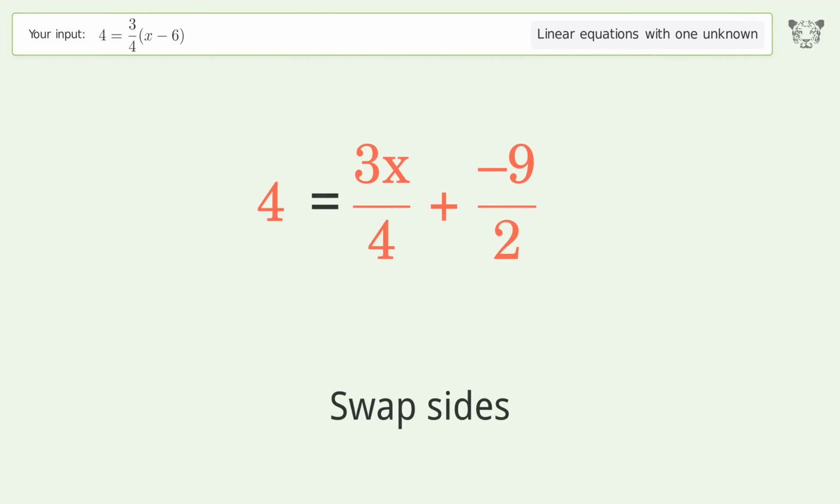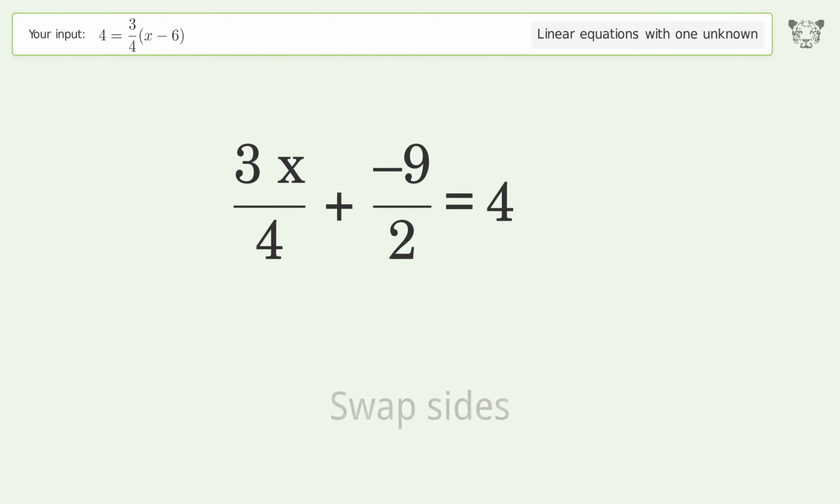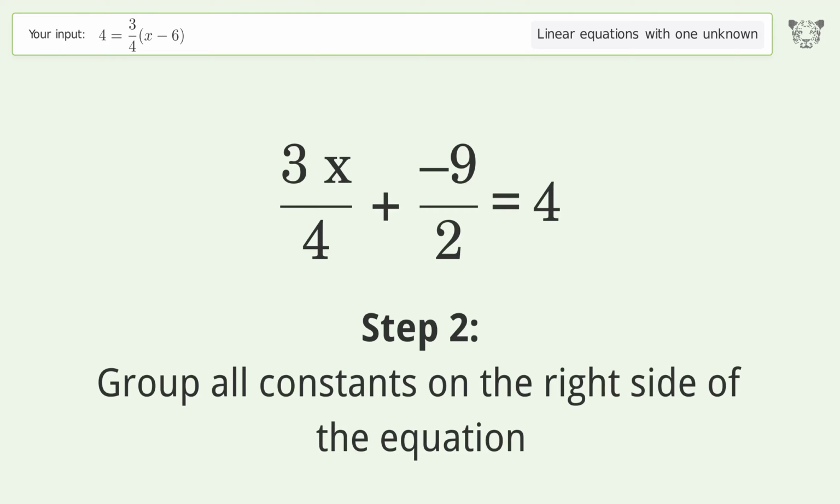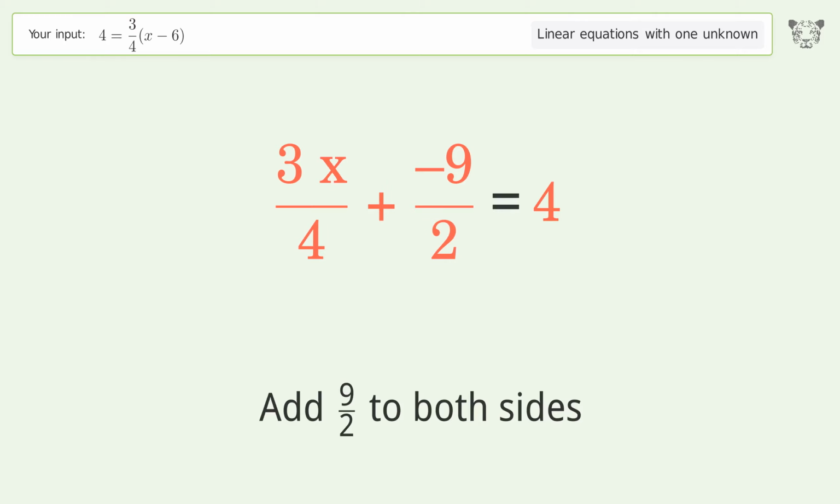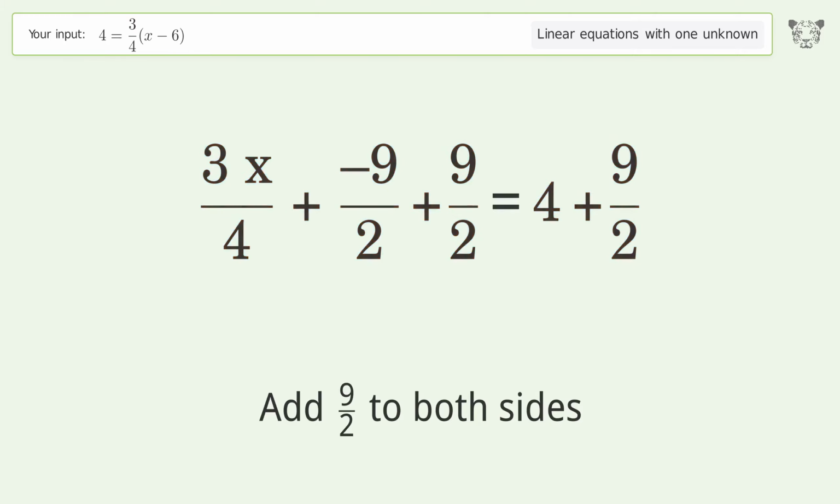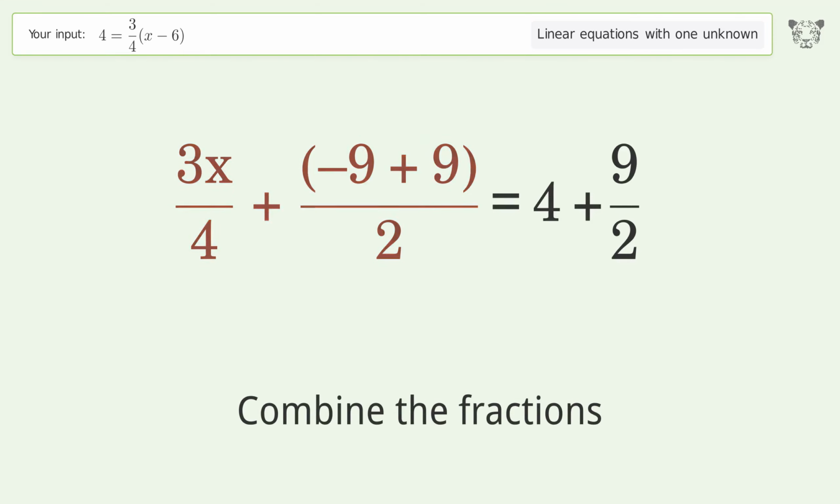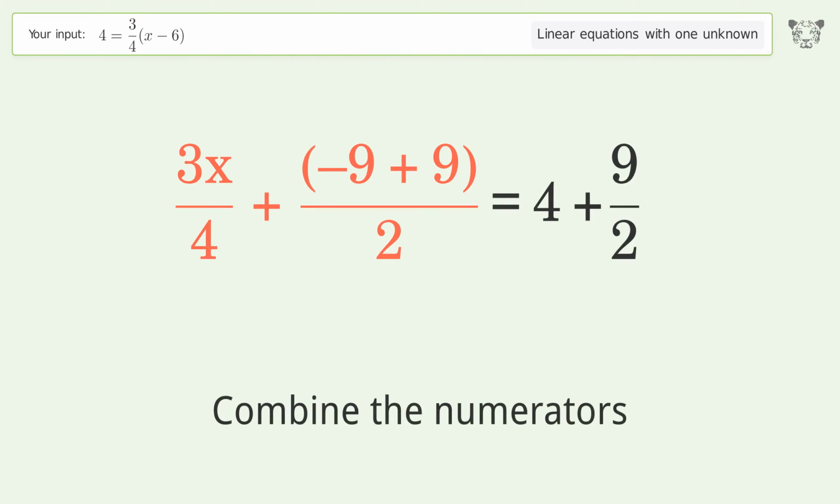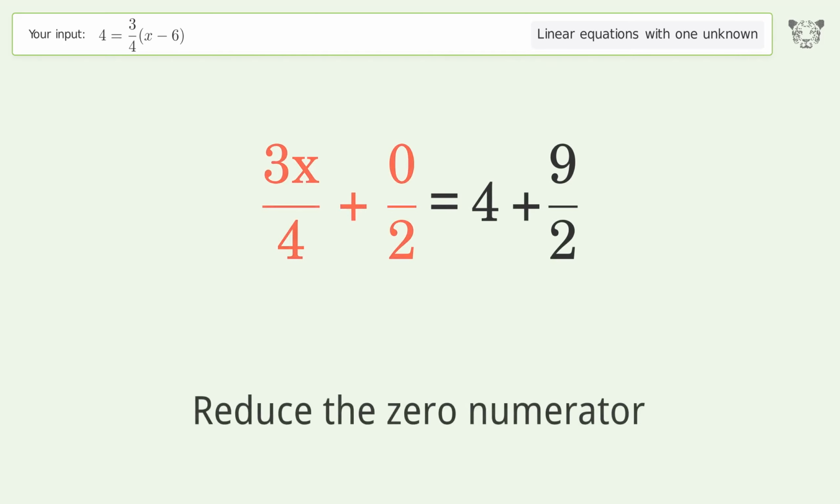Swap sides. Group all constants on the right side of the equation. Add 9/2 to both sides. Combine the fractions. Combine the numerators. Reduce the zero numerator.